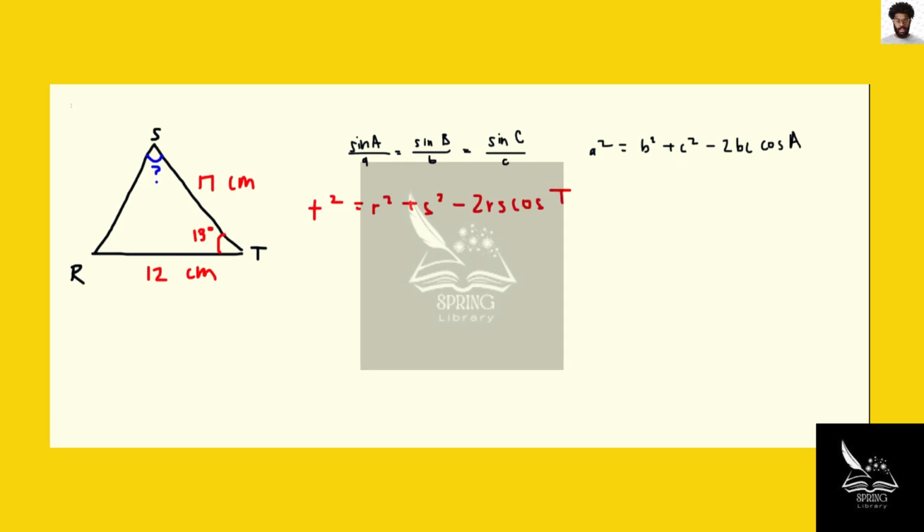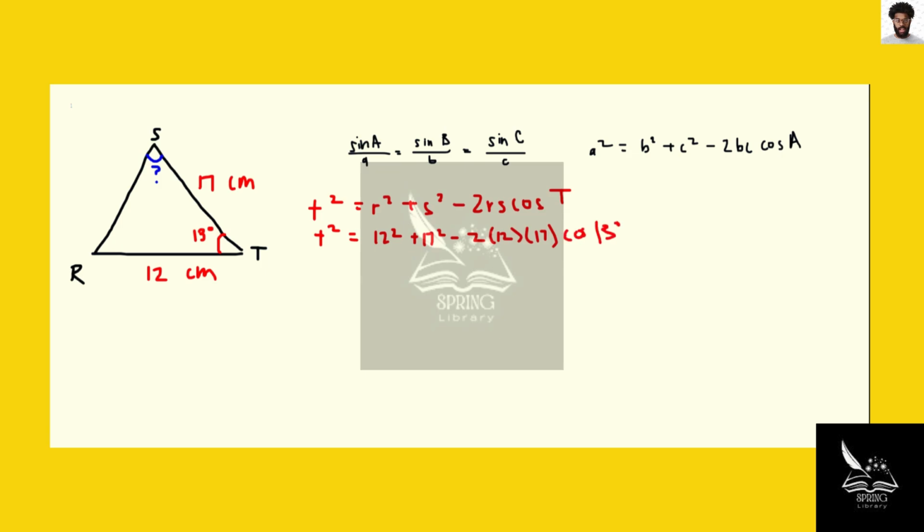So when we plug in all of the information that we're given in this problem, we're going to end up with t squared is equal to 12 squared, which is s squared, plus 17 squared, which is r squared, minus 2 times r times s, which is going to be times 12 times 17, and finally times the cosine of 13 degrees.